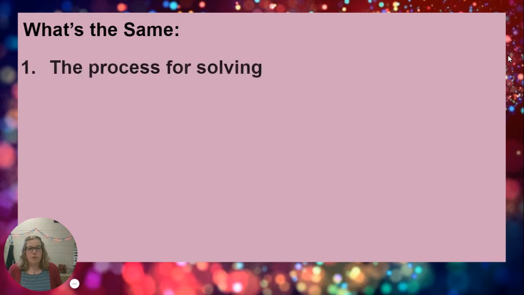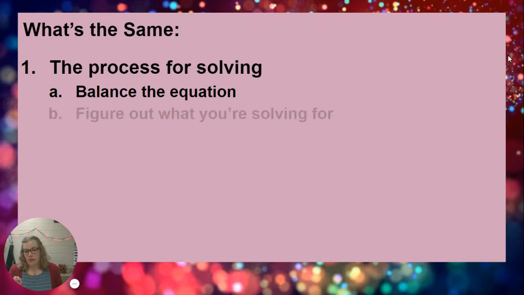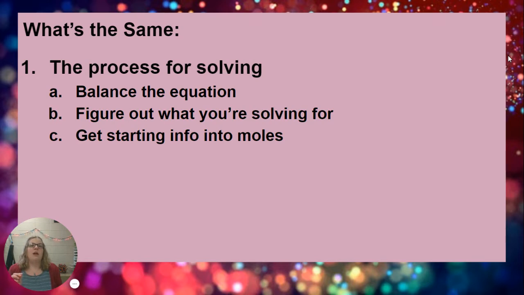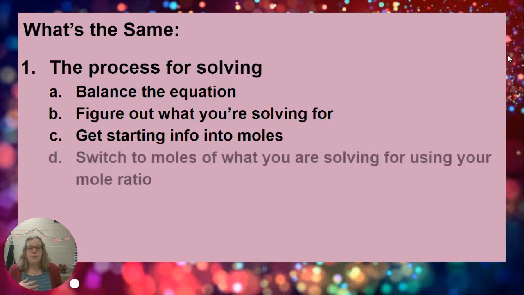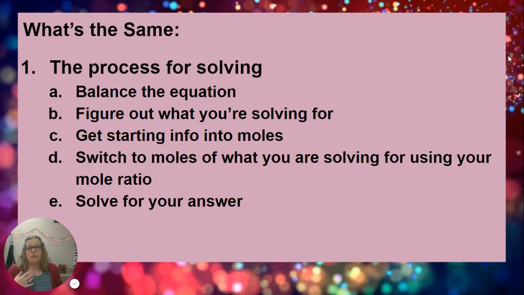What's the same about stoichiometry, and this is every single time, is your process for solving it. So you first need to make sure you have a balanced equation. Then you have to figure out what you're solving for. And then this is the most critical part. Actually, what you're solving for is the most critical part. But then you have to get your starting information into moles, always the same. Then you switch from moles of what you're solving from to what you're solving for using your mole ratio. And then you solve for your answer. So that is exactly the same as it always has been.